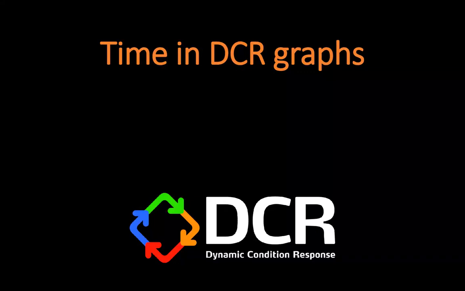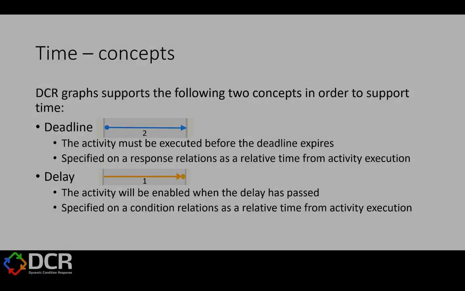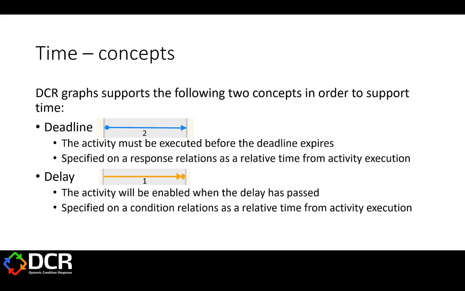In this video, I will explain how to use time in DCR graphs in order to set deadlines and delay for activities. DCR graphs support two concepts for time: deadlines and delays. A deadline is used to ensure an activity is completed within a given time frame, for example 2 days, as can be seen here. A delay is used to postpone execution of an activity at least a given period of time, in this example here, 1 day.